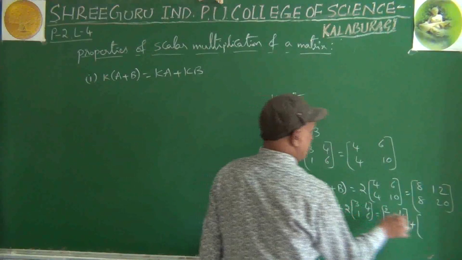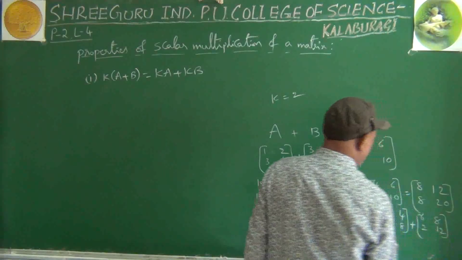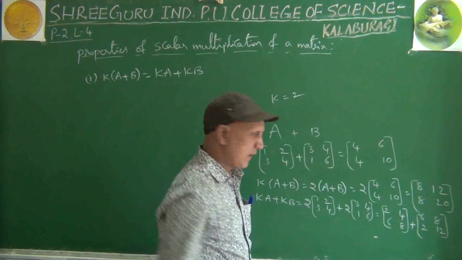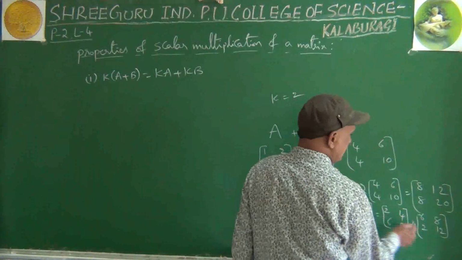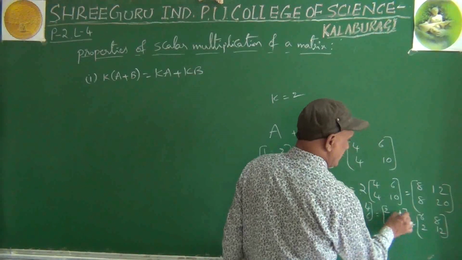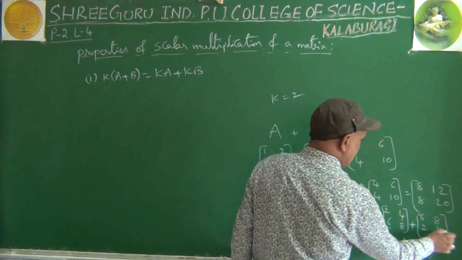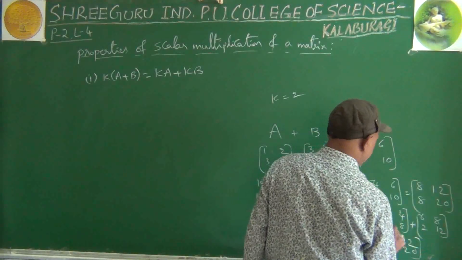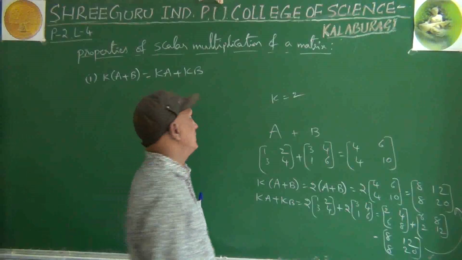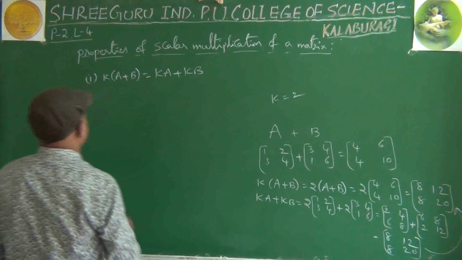Plus 2 3s are 6, 2 4s are 8, 2 1s are 2, 2 6s are 12. Now add both the matrices. This is scalar multiplication, just some time back I told. Add both the matrices. 2 plus 4, 2 plus 6, 8, 4 plus 8, 12, 6 plus 2, 8, 8 plus 12. Both are same. Okay? This is called scalar multiplication of a matrix.